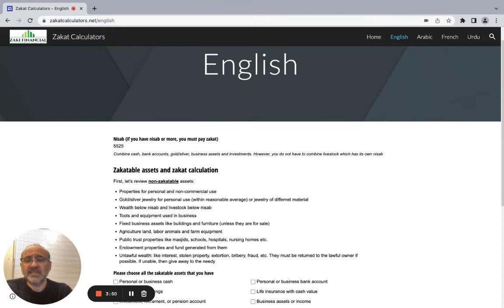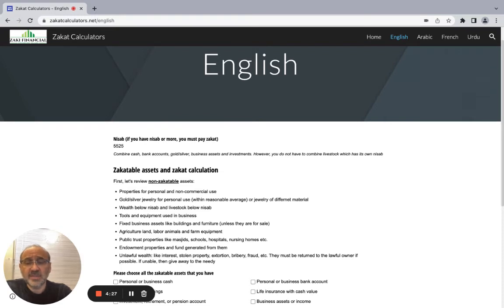So what are the assets that are not zakatable? Basically, personal properties, your house, your vacation house, your cars, your furniture, anything you use for personal use. If you buy a second house and your intention is to use it or leave it for your son, then don't pay zakat on it. But if you buy a second house and you say, okay, I'm going to keep it for a year and I'm going to sell it and make money on it, and you have no other intention for that house, then that becomes zakatable because now it's a trading asset, not a personal use asset.